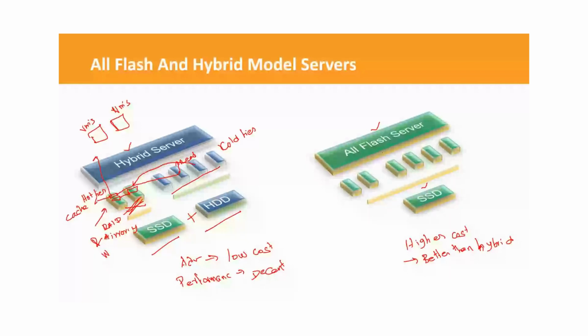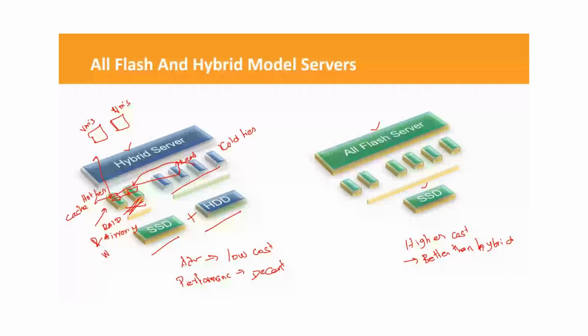But in the all-flash model, we have no concept of hot tier and cold tier movement because everything is SSD. Wherever your data sits, it gets the same performance and the same latency. So the performance is uniform across all SSDs. This is why we say the all-flash server gives higher performance than your hybrid model server.